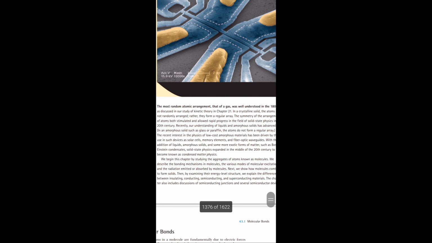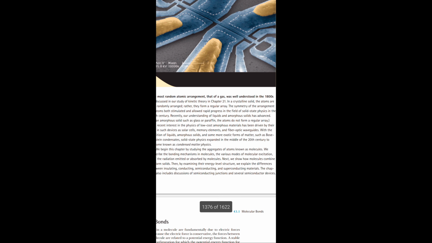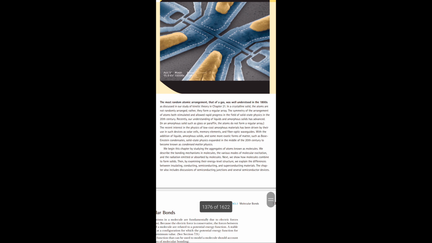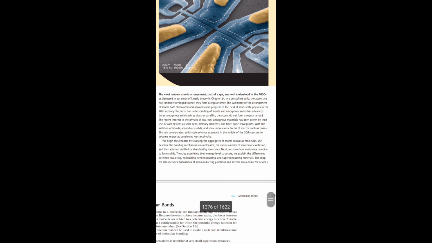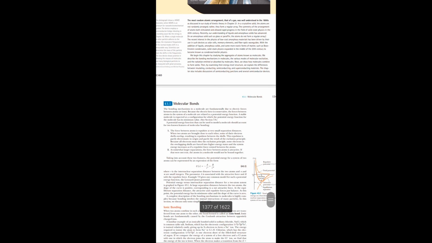So, the most random atomic arrangement, that of a gas, was well understood in the 1800s, as discussed in our study of kinetic theory in chapter 21. I have not done that on this channel. It's kind of thermodynamics, I would assume. In a crystalline solid, the atoms are not randomly arranged. Rather, they form a regular array. The symmetry of the arrangement of the atoms both stimulated and allowed rapid progress in the field of solid-state physics. Okay, let's move on here.